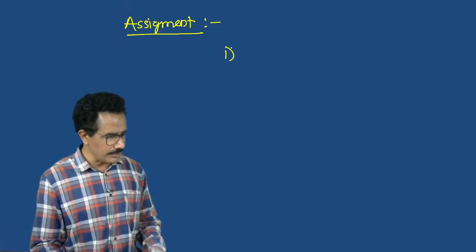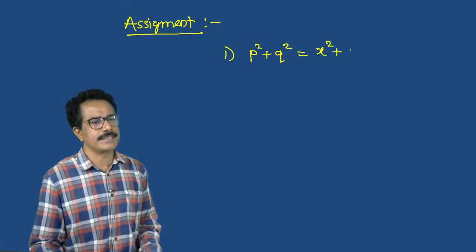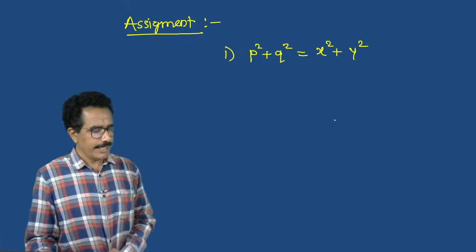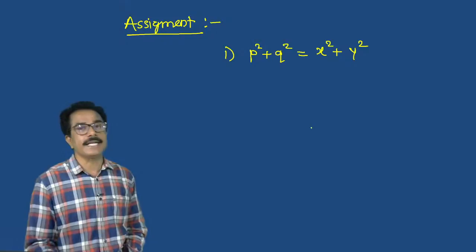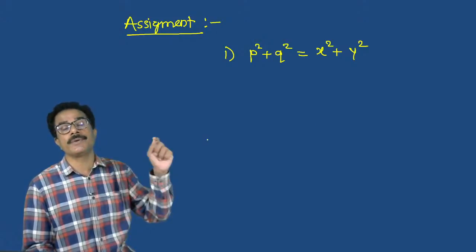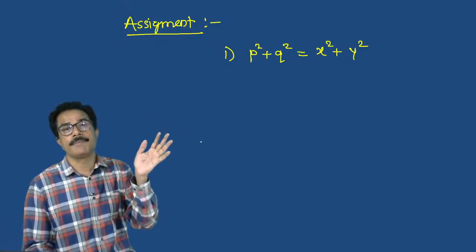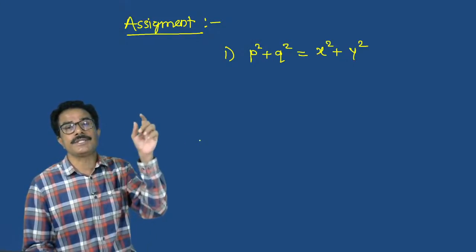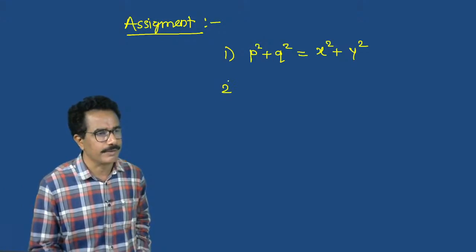Today's assignment includes a number of problems: p square plus q square equals x square plus y square. We have to use the standard formula, the integration of root a square minus x square formula. You know the formulas, so solve accordingly.